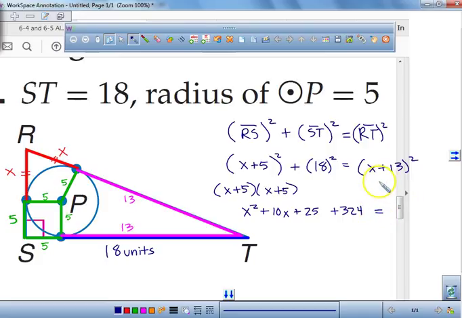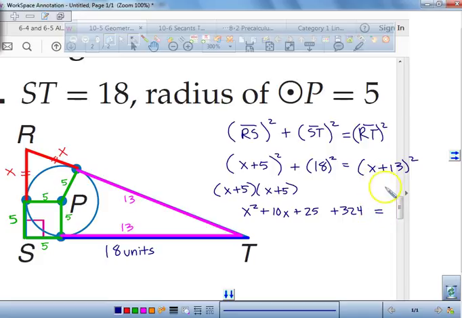Equals. What is X plus 13 times X plus 13? X squared. Okay, that means you're multiplying it times itself, right? So you're right, it is an X squared. What's 13 plus 13? 26. So 26x, and 13 times 13 is 169.